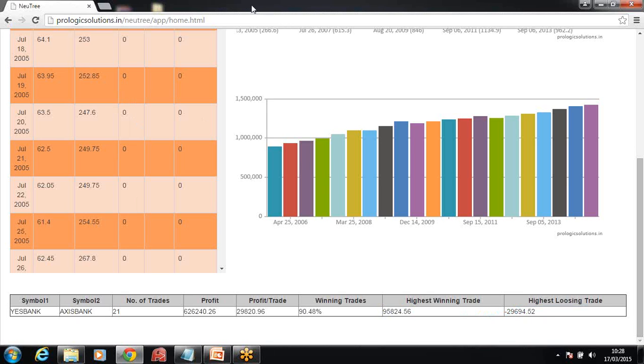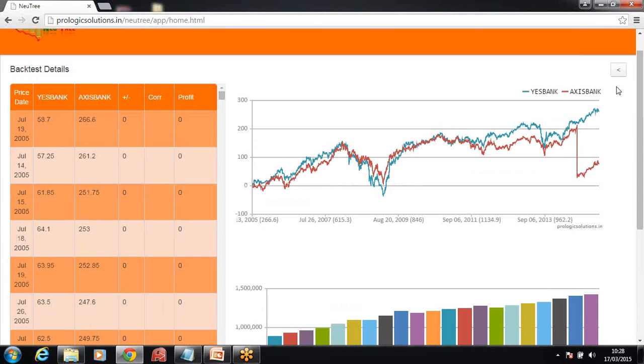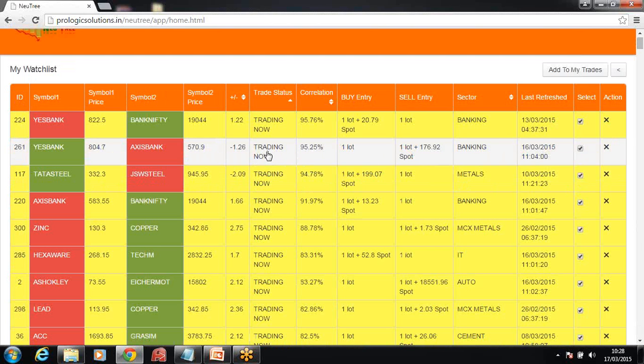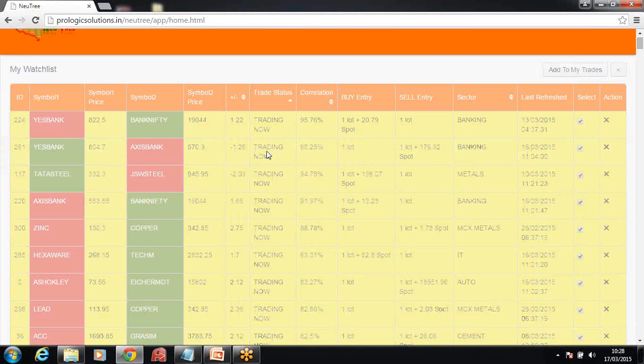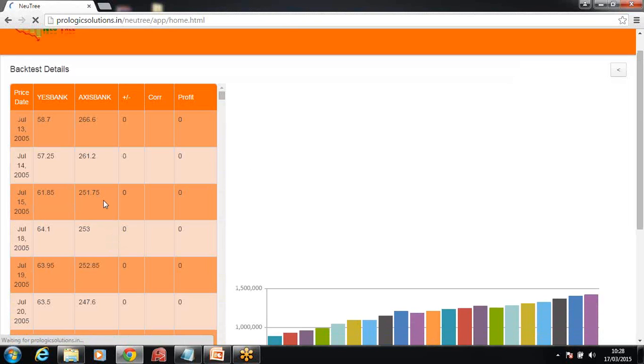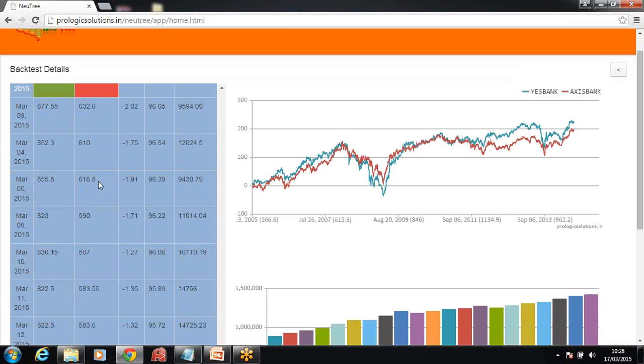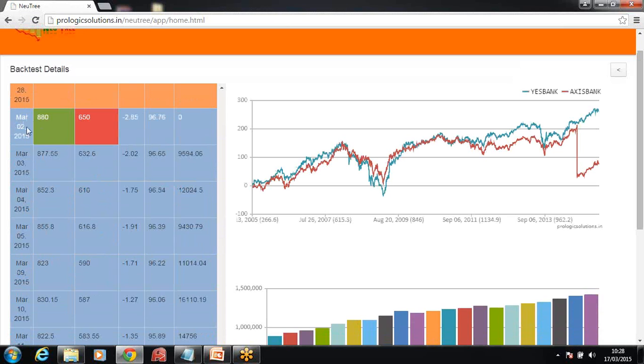This is a trade which is currently running. I showed you Yes Bank and Axis Bank. So click on the end button. So the call got generated on March 2nd.